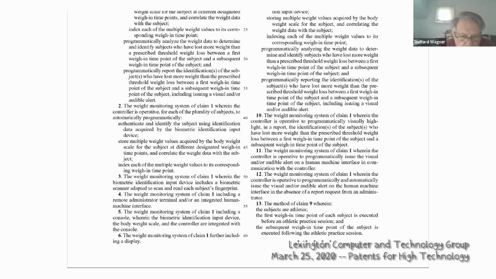But Claim 13 says the method of Claim 9, wherein the subjects are athletes, the first weigh-in time point of each subject is executed before an athletic practice session, and the subsequent weigh-in time point of the subject is executed following the athletic practice session. Okay. The format for the claims is not too important. It's nice to have all of your dependent claims following the first independent claim be in that order, and then you go to another independent claim from which you can have dependent claims. In this instance, that's not what happened, but that's okay.